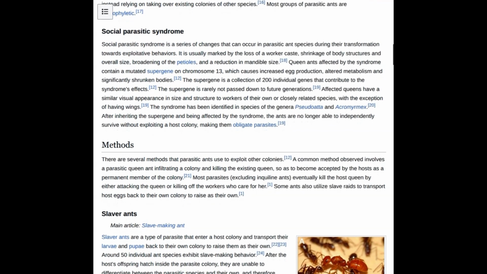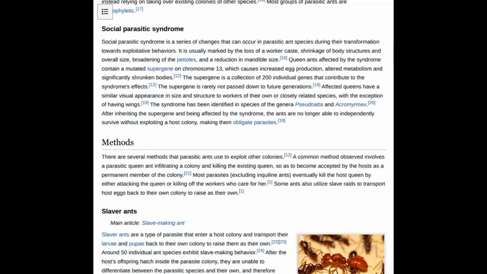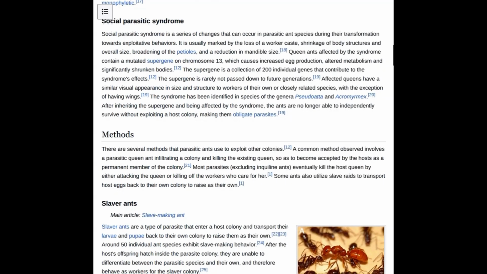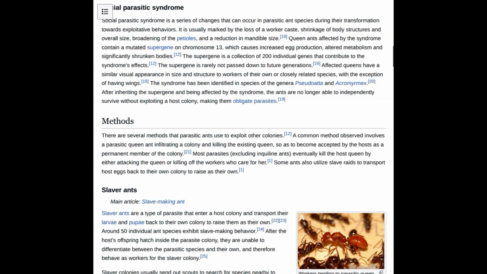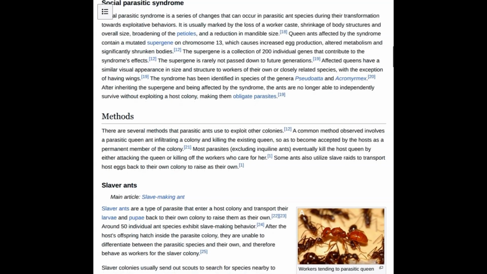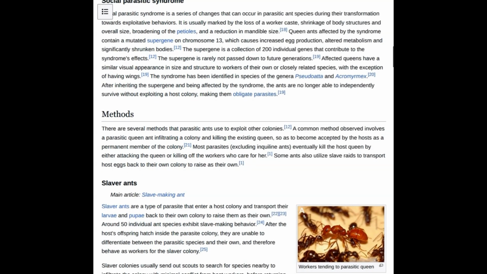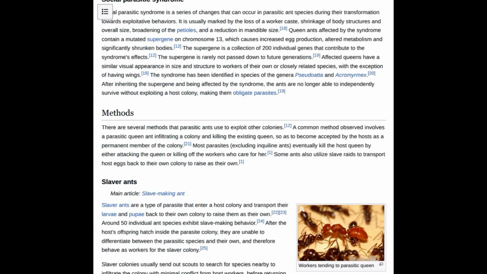Affected queens have a similar visual appearance in size and structure to workers of their own or closely related species, with the exception of having wings. The syndrome has been identified in species of the genera Pseudoatta and Acromyrmex. After inheriting the supergene and being affected by the syndrome, the ants are no longer able to independently survive without exploiting a host colony, making them obligate parasites.